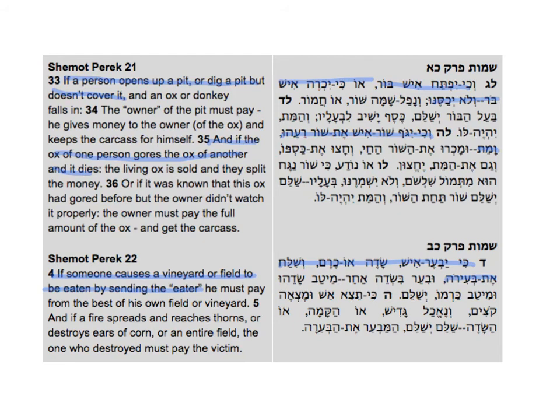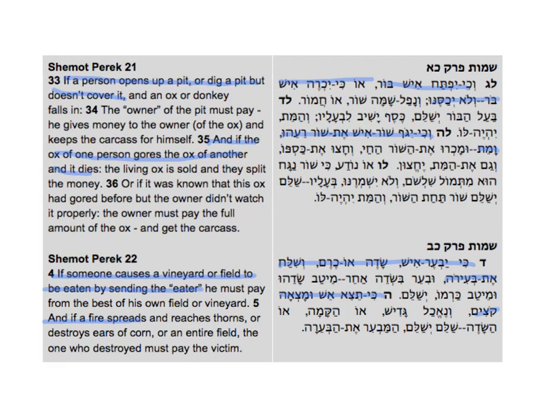And the last one was, and if a fire spreads, Ki teitzei eish umatzah kotzim, right? It grabs onto thorns or whatever it is, and it spreads. So you light a fire, you don't watch it properly, it spreads and it damages someone else's property. So that was another example. That was our 4th category, the 4th way in which damage can be done that is found in the psukim.